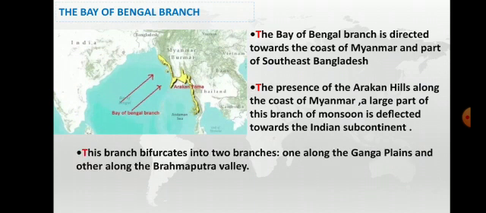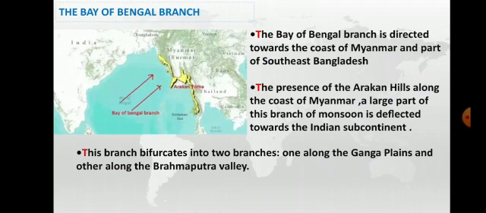So here this branch bifurcates into two branches, that is, one will go along the Ganga plains and another will go along the Brahmaputra valley. These branches cause widespread rain in the Ganga plains and in the Brahmaputra valley and the Garo and Khasi hills of Meghalaya.